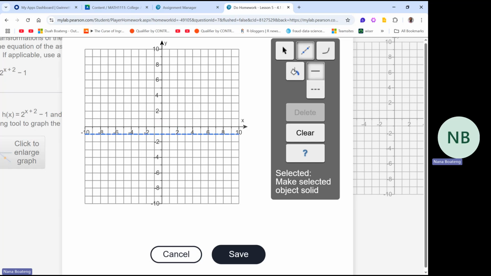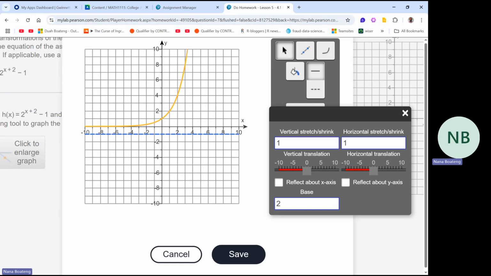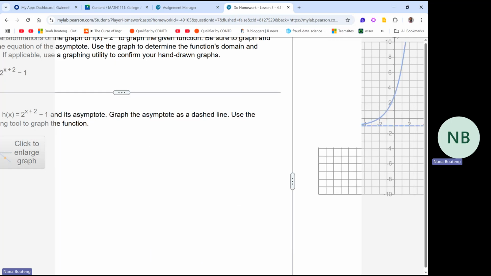I click on solid and I click on the exponential and I click on any point here. Yeah, so I want it to be a solid line. So this is what I want. And now I need to do the transformations. So h of x has been shifted to the left by 2. So horizontal translation, I scroll to -2. And it's also been shifted vertically downwards by 1. So vertical translation, I scroll to -1. And the base is 2 as specified. So now I click save here.